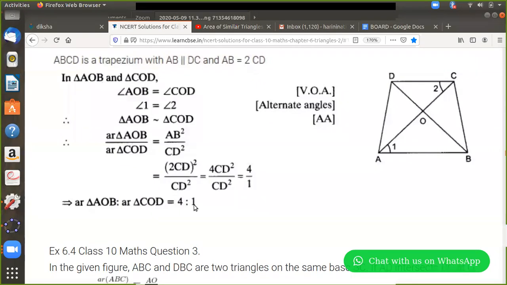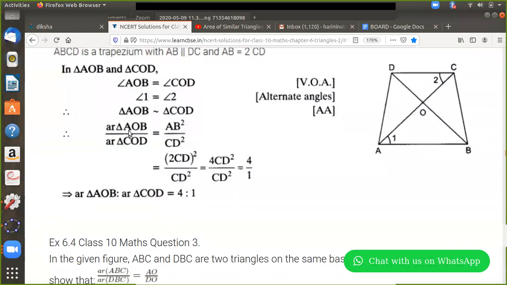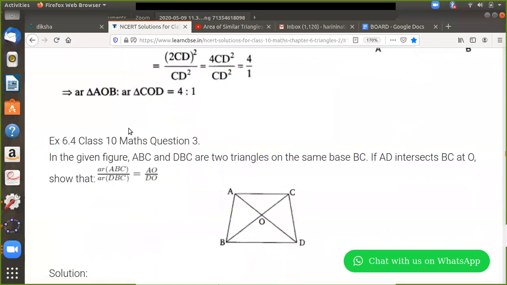Clear? Very simple. See again, just a direct application of the theorem. But before you apply the theorem, always be careful. You're talking only about similar triangles. Shall we move on? Okay, I have the third one also here. We will do the third one.